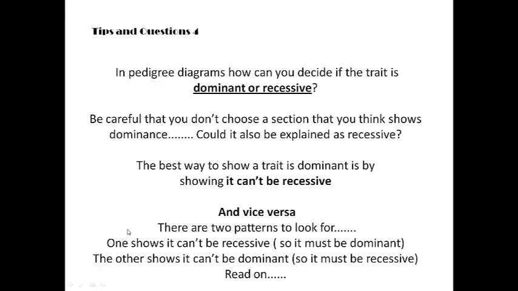The next tip in this clip is if you get a pedigree diagram discussing a trait and it doesn't tell you if it's dominant or recessive, and that's part of what you have to do. Be careful that you don't pick a section in the Punnett square that you think shows dominance. Check. Could you also explain that result as recessive? Because if you can, then you can't be sure of what you are choosing. The best way to show a trait is dominant is by showing it can't be recessive. Because if it can't be recessive, it has to be dominant, and vice versa. There's 2 patterns to look for. One of them will show you that it can't be recessive, and the other will show that it can't be dominant, and now I'm going to explain them.